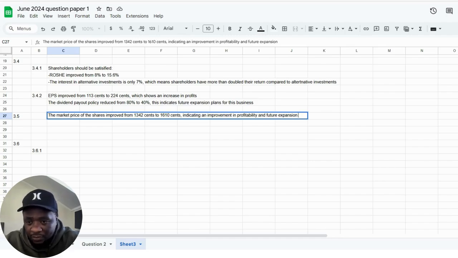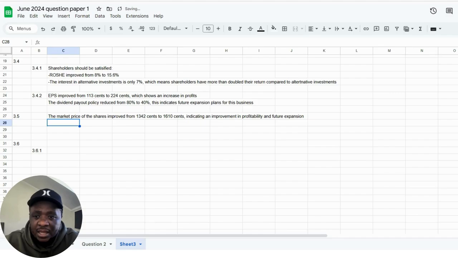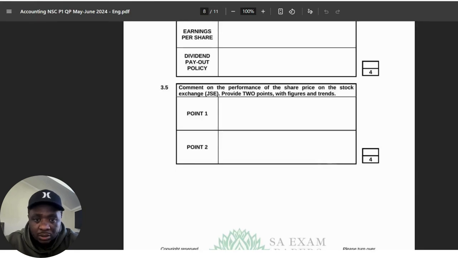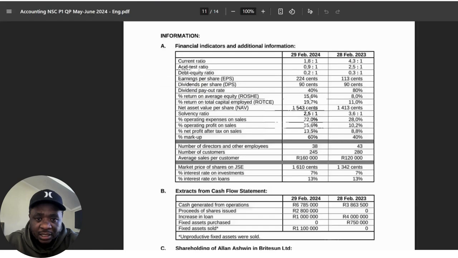Now, you don't have to code that because we've just coded the market price of shares here. And then this market price of shares, we want to then compare it with the net asset value per share. So let's look at the net asset value per share, and then we compare it with this. So the net asset value per share, you can see that the shares are trading higher than the net asset value.